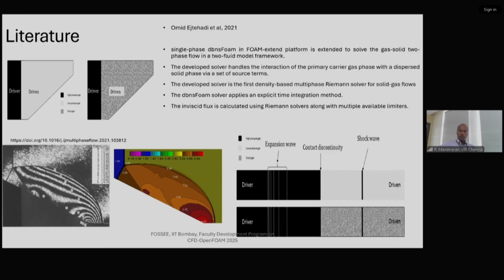Suddenly you will see a shock formed, like an oblique shock, when the object sees it. To balance the equilibrium, the shock is being formed. You can see that with the single phase DBNS foam, they've used it to solve the gas-solid two phase flow in a two fluid model framework. So essentially, it is not just a flow of air or gas; it is flow of air with dust particles. So the dust particles, they want to simulate it.